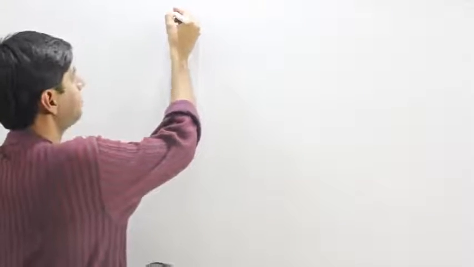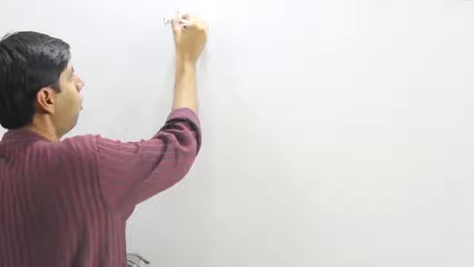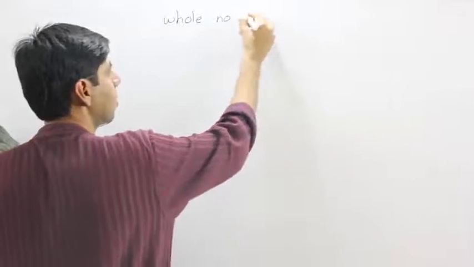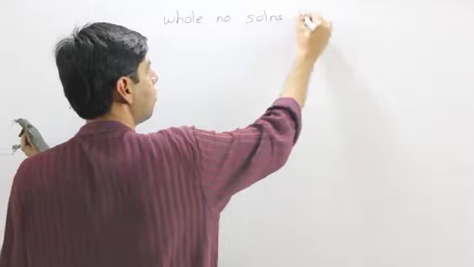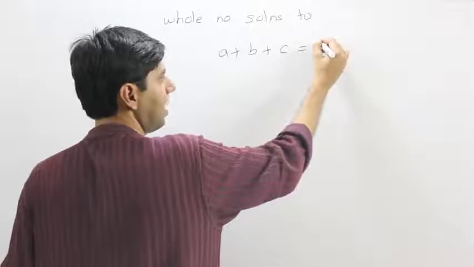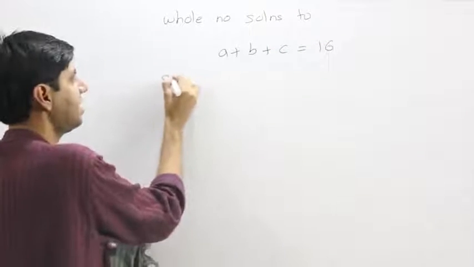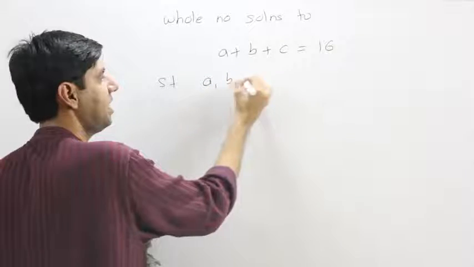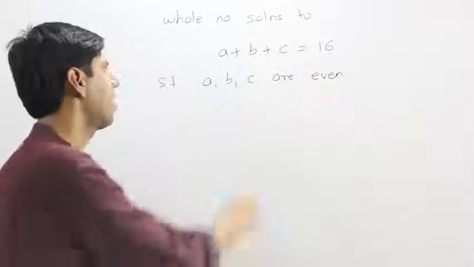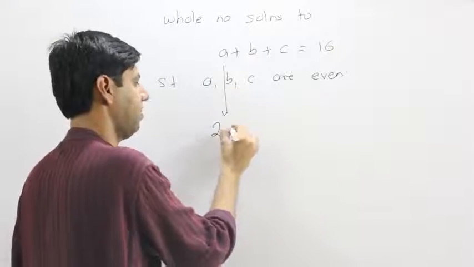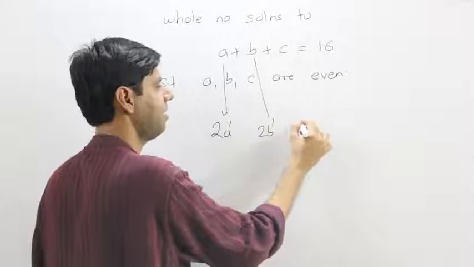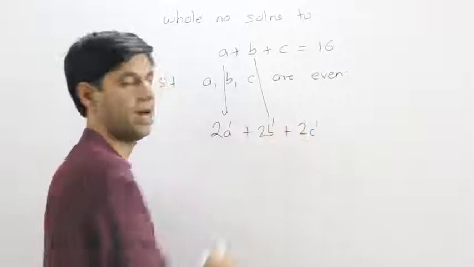I need whole number solutions to A plus B plus C is equal to, let's say, 16, and I say such that all A, B, C are even. So if all of them are even, you replace an A with a 2A prime. Even numbers can be represented with a 2 dash. B could be replaced by 2B prime and 2C prime. That would ensure that they are all even.